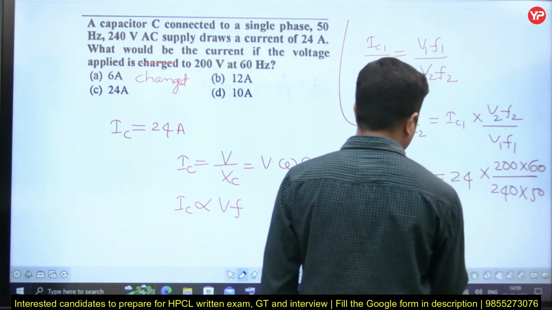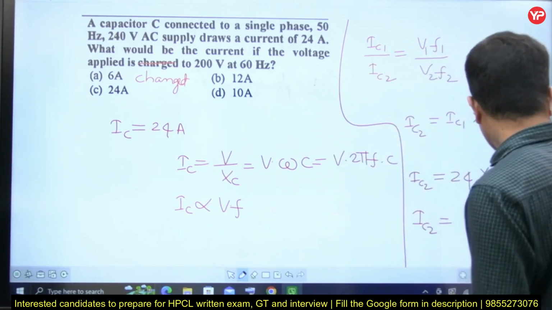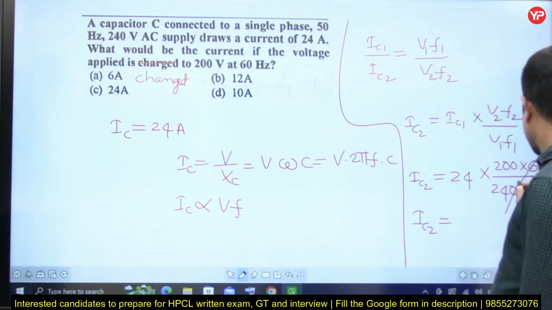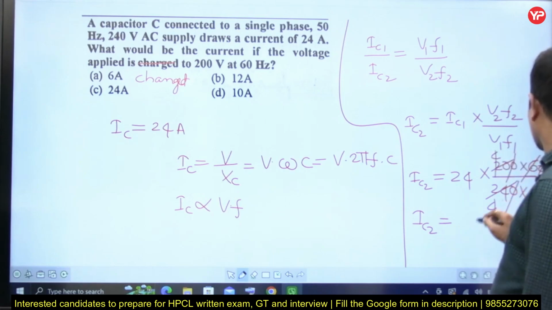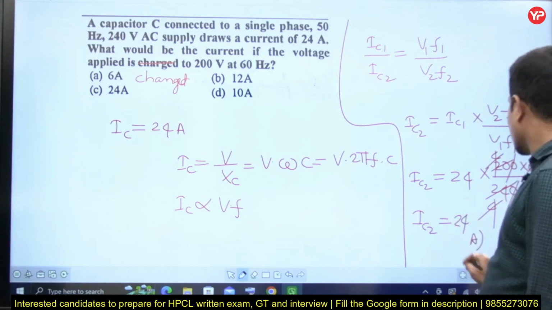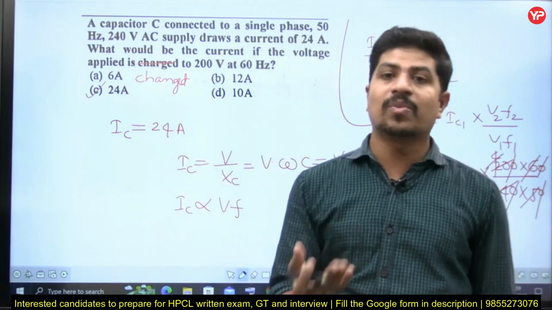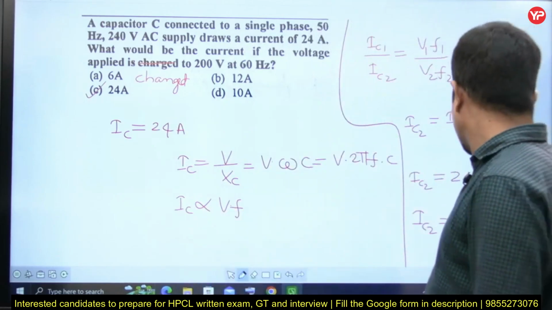So if I simplify, IC2 is equal to: 0 0 gone, 6 4s, 0 0 gone, 5 4s, this is 4 by 4 equal to 1, so this is also 24 amps. There is no change in the current. Why? Because the voltage decreased but the frequency increased, so the same current remains.